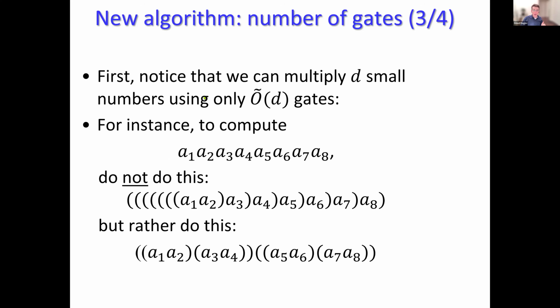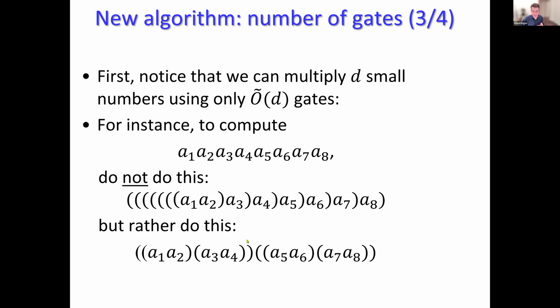So how do we actually compute this? Maybe the first observation is that if we have small numbers like 4, 9, 25, the bases of the exponent, we can multiply these small numbers using only something like d gates. This is again just a basic observation. If you want to compute A1, A2, A3 up to A8, you don't want to do it serially. You don't want to do A1 times A2 and then times A3 and then times A4, because if you do it this way, the numbers keep growing along with the computation.